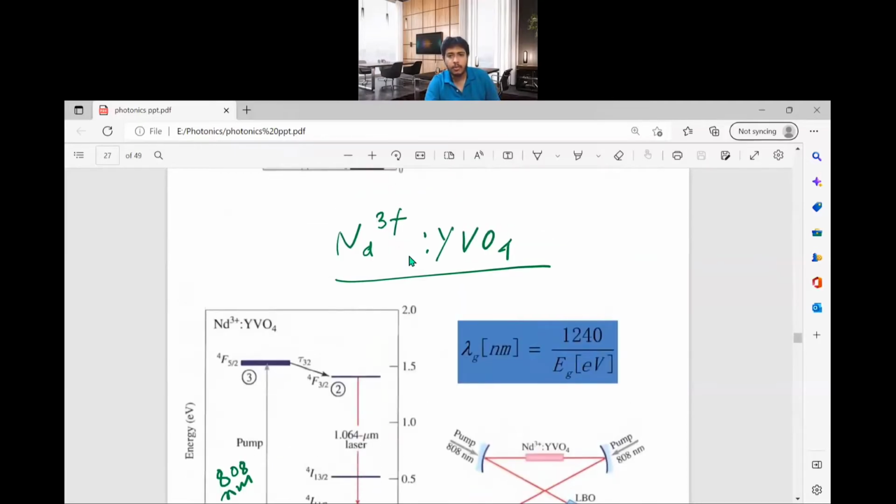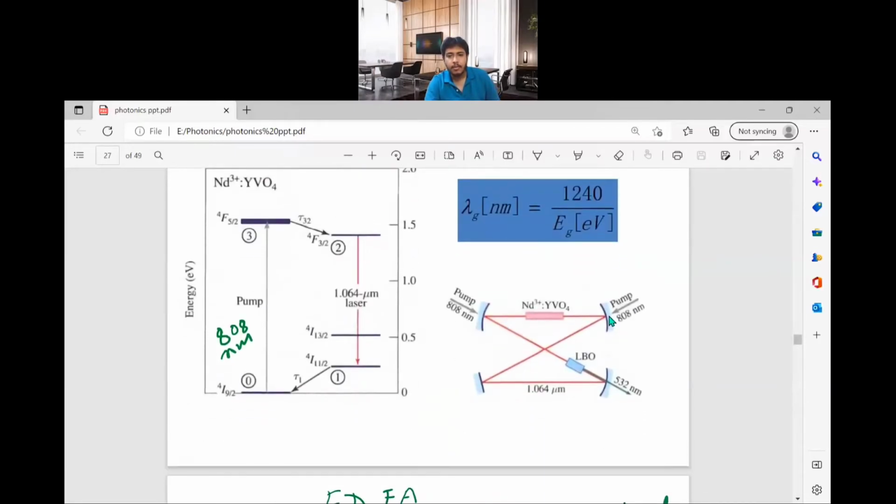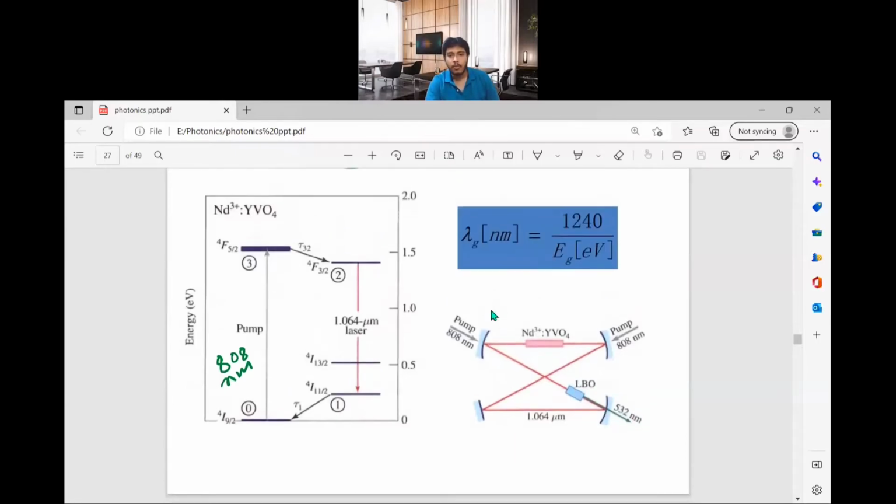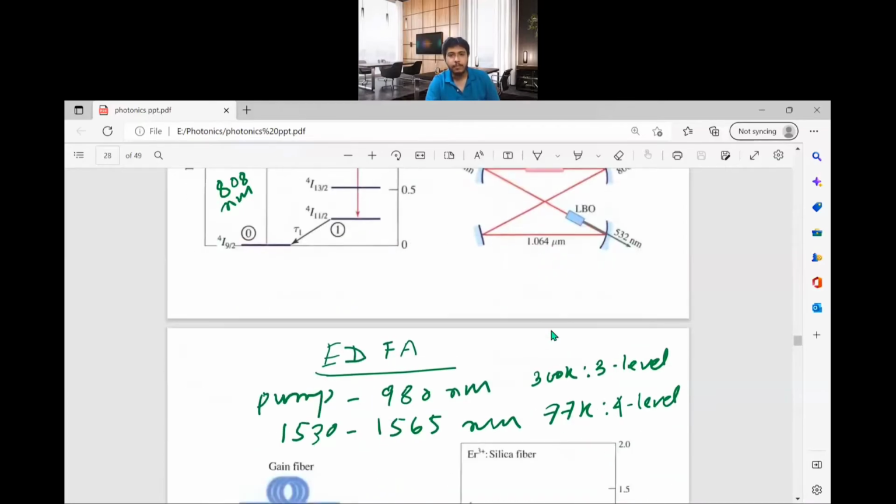vanadate laser. This yttrium vanadate laser is sometimes used with a lithium triborate crystal, which is a frequency doubler crystal. So this yttrium vanadate laser is pumped with 808 nanometer, and the light is reflected back, and the 1064 nanometer light comes out. The light travels to this lithium triborate, which is a frequency doubler. So you will get the 532 nanometer wavelength coming out from the lithium triborate.